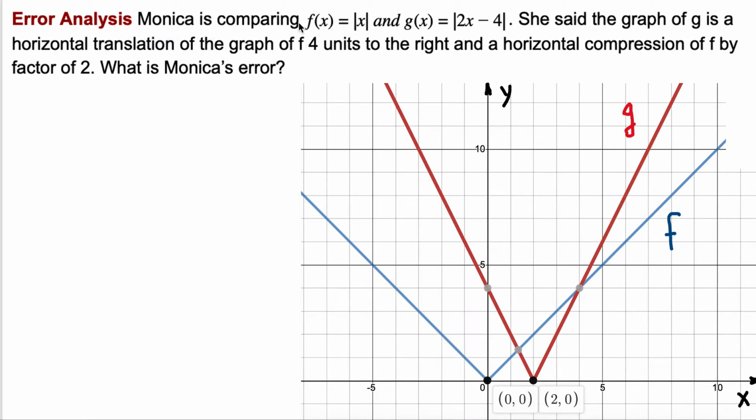Monica is comparing f of x, the parent function, absolute value of x, with g of x, the absolute value of 2x minus 4. She said the graph of g is a horizontal translation of the graph of f of 4 units to the right, and a horizontal compression of f by a factor of 2. What is Monica's error?